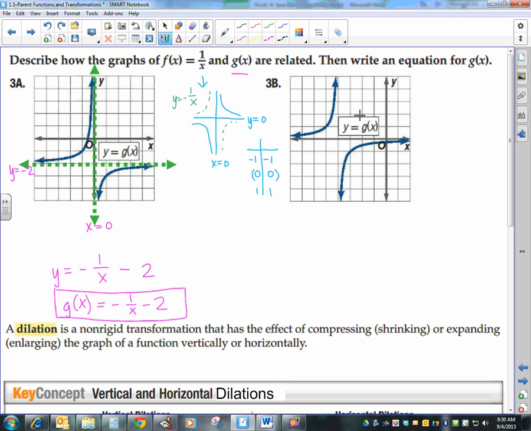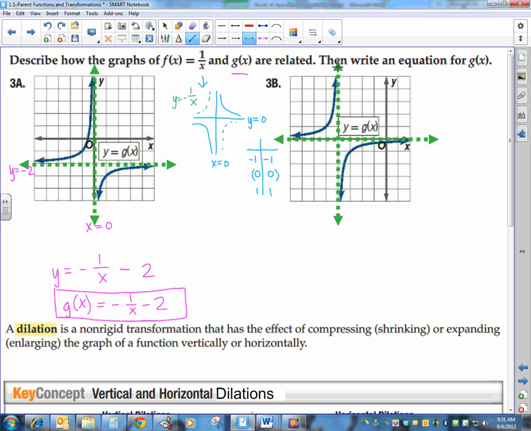Okay, let's look at the next one. Let's go find those asymptotes to draw them. It looks like we have one here, and we have one here. So we label each of those. This is y equals 0, and this is x equals negative 4. Okay. Again, my graph has been flipped.